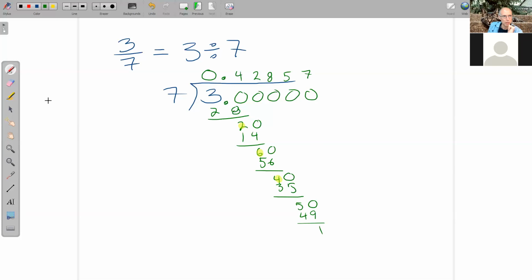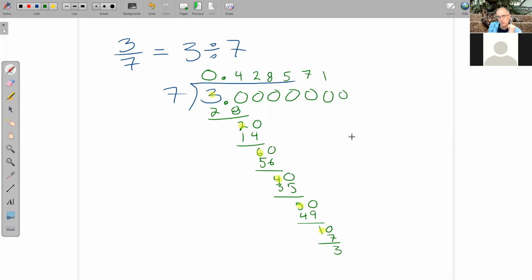Remainder 1. Have I repeated any remainders yet? So what have my remainders been? 3, 6, 4, 5, now 1. What number's missing? 1, 2, 4, 5, 6. 3 is missing. Wait, there's a 3 right there. Does that count? Interesting. Let's keep going. I need another 0. Bring it down. 7 goes in there once. 1 times 7 is 7. Subtract, and I get a 3.